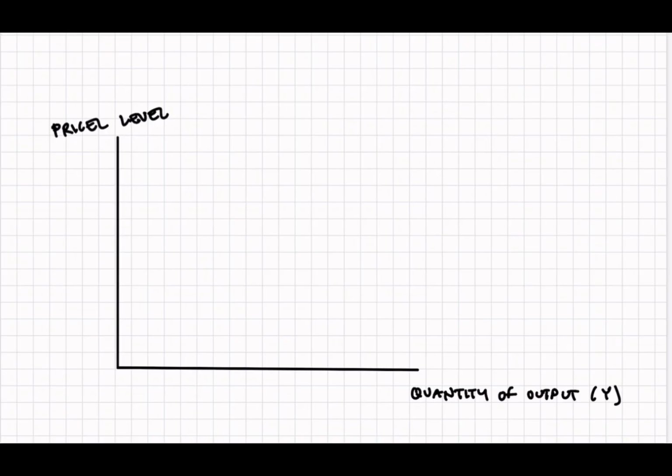And so we talk about our aggregate demand. The aggregate demand is going to be downward sloping like this. So here's our aggregate demand. Now the question is, why is the aggregate demand downward sloping? Well, it's trying to describe the relationship between the price level and the quantity of output. There are three explanations we can use to explain why the aggregate demand curve is downward sloping.